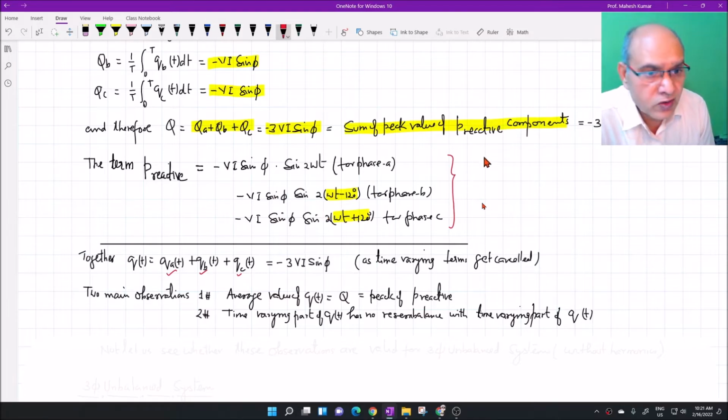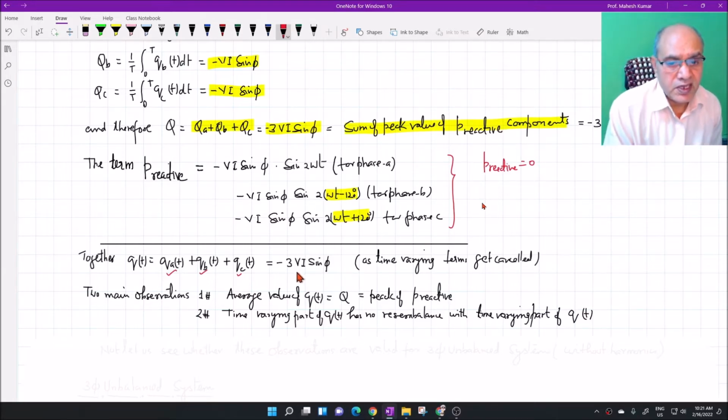So if you want to find out P reactive for a three-phase system, a balanced three-phase system, actually it is equal to 0, because they are the balanced sine quantities. If we add them, it will be 0. But if we add the peak, that actually represents the total reactive power of the system, minus 3Bi sin phi.